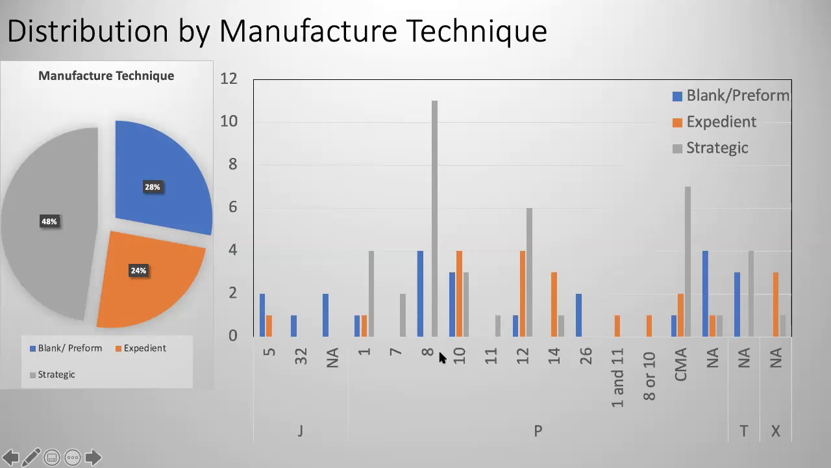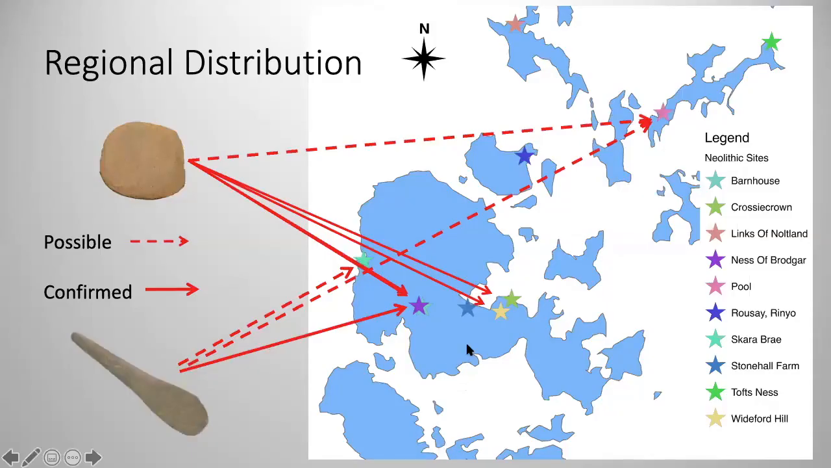However, once again, if we look at structure 8, we can see that a large share of the strategic tools are from structure 8. Once again, pointing to the unique nature of structure 8, perhaps, and another indicator that maybe something special was going on, or there's something special about structure 8.